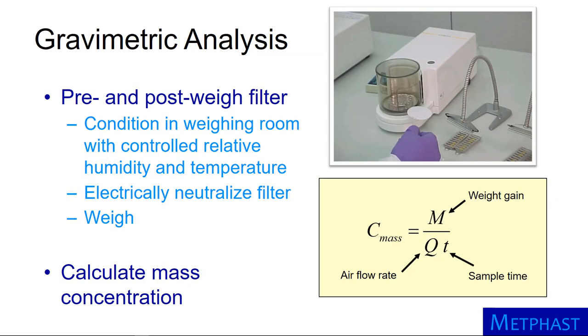There are different ways to analyze collected particles. One of the most common is gravimetric analysis. Pre and post sampling, the filter is conditioned in a room with controlled temperature and relative humidity. Any charge on the filter is neutralized, and then the filter is weighed on a specialized balance. The weight gained during the sampling is interpreted as the mass of collected particles. Mass concentration is then calculated as the mass of collected particles divided by airflow rate and sampling time.